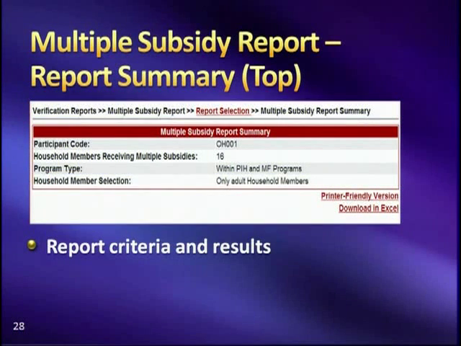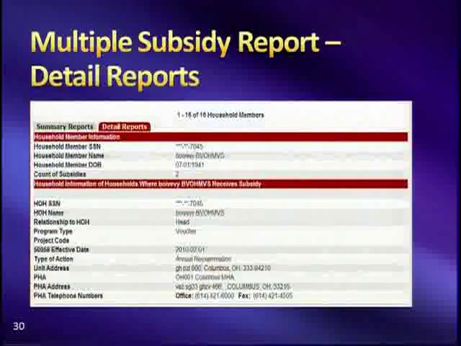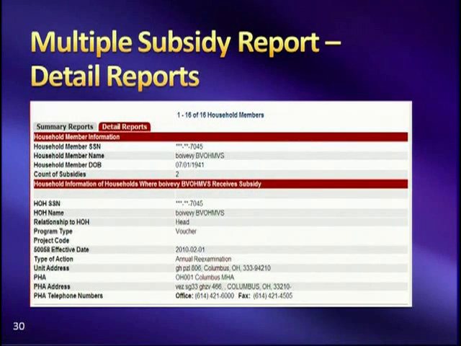And if you'll notice here, when you run this report, at the top of the screen will be the actual report criteria and the results. See how simple that is? And then at the bottom, here are your results for the summary reports, and the system automatically defaults to the summary reports tab. Then you would simply select the detail report tab to see the details. And when you click on the details, that is where your household member is showing up in the multifamily housing and/or the PIH program.